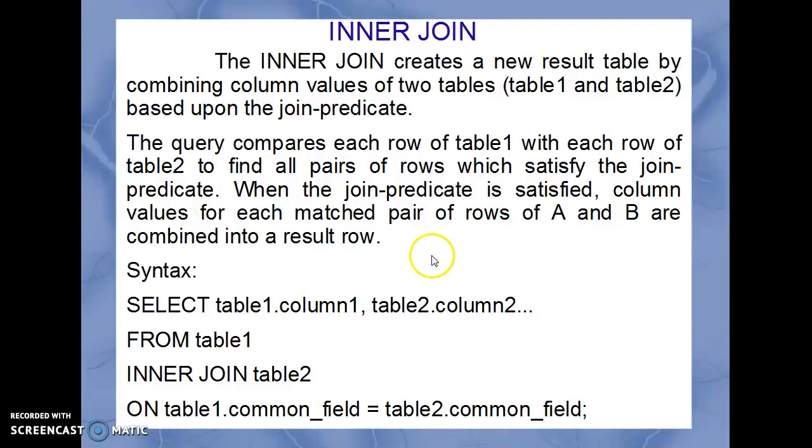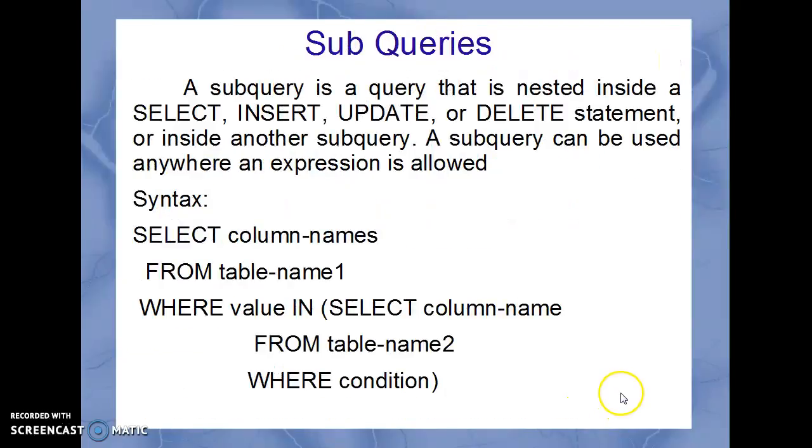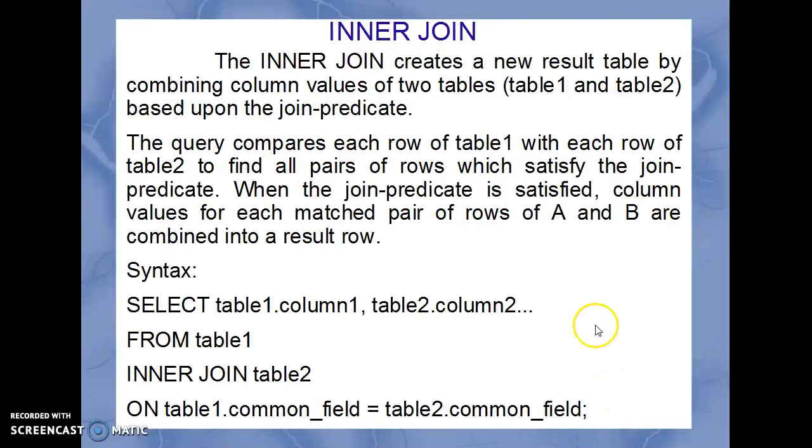First of all, let's see the syntax of inner join. Select table1.column1, column2 and so on, from table 1 inner join table 2 on this condition, meaning table 1 column field is equal to table 2 column field. This is called inner join. These two combine results just like a product operation.